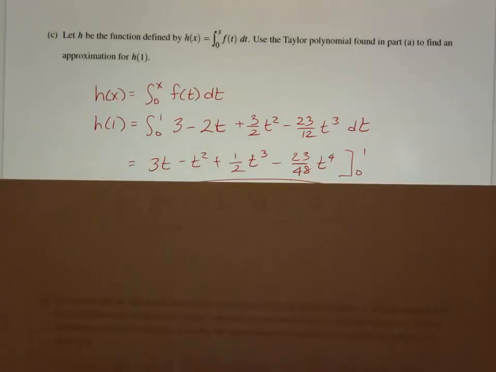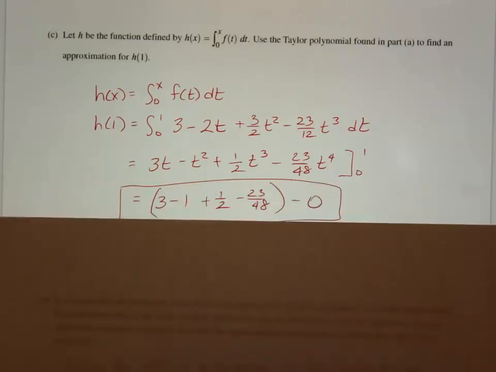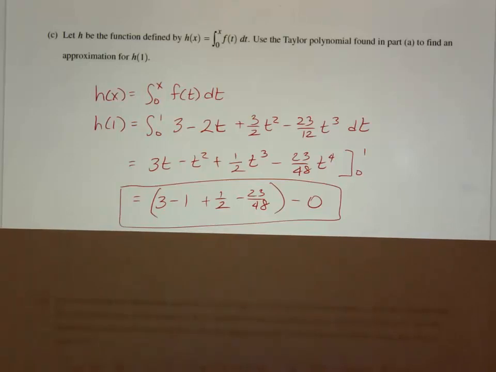So it's 3t minus t squared, 1/2 t to the third, 23 over 48 t to the fourth, from 0 to 1. Plug in 1 for all the t's. Plug in 0 for all the t's gives you 0. You do not have to clean it up. I would stop right there and save yourself the trouble, because if you make a mathematical error, you'll lose the point for the answer. So just stop right there. Hopefully you did.